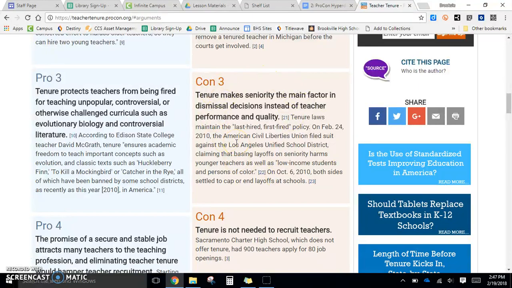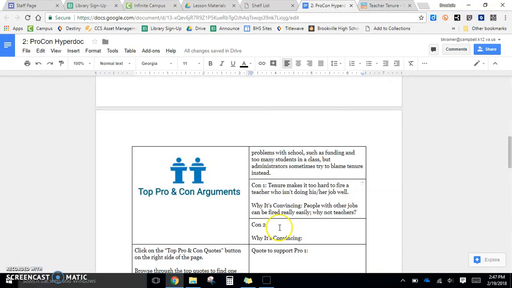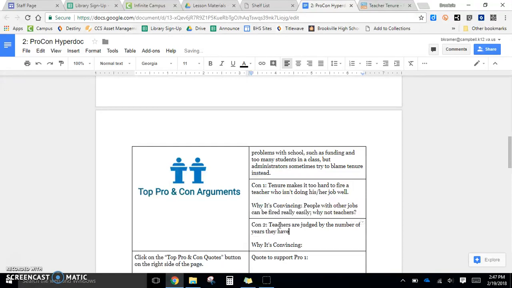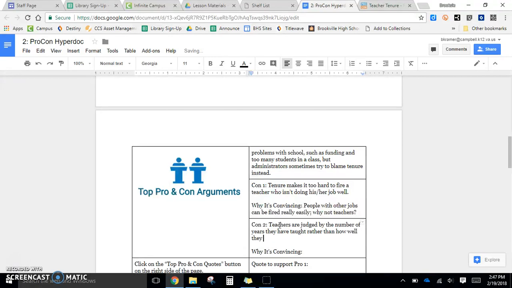Makes seniority the main factor in dismissal decisions instead of teacher performance and quality. So I am going to paraphrase that by saying teachers are judged by the number of years they have taught rather than how well they teach. And the reason that I think that's convincing is because people should be judged on the job they do, not how long they've been doing that job.